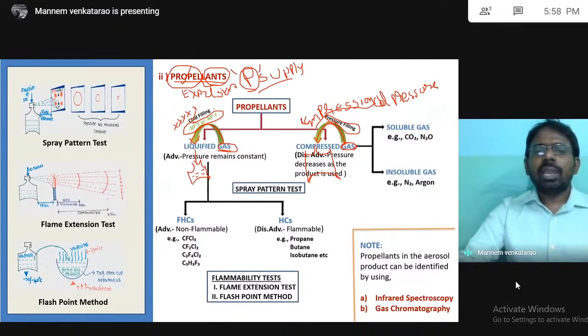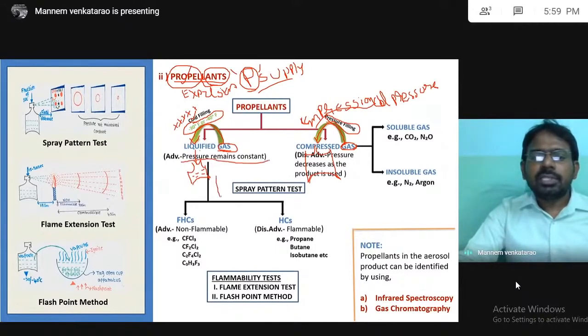Cold filling method. Why? Because first you observe the advantages and disadvantages. If two products are available in the market, one has high priority and another has low priority. How can we decide? Based on their advantages and disadvantages. Here, what is the advantage of liquefied gases? Liquefied gases maintain constant pressure.